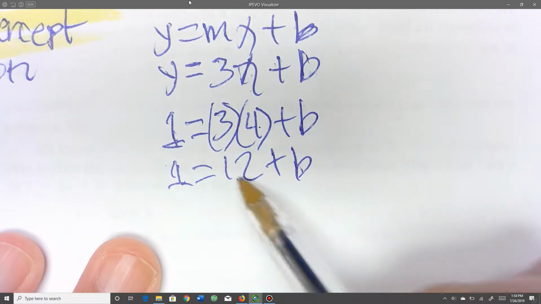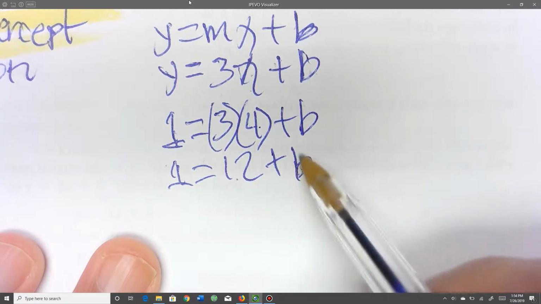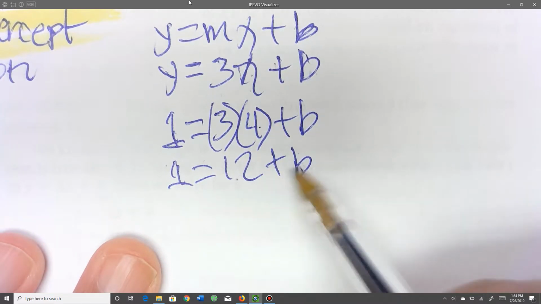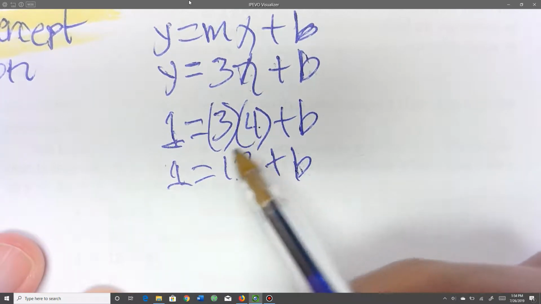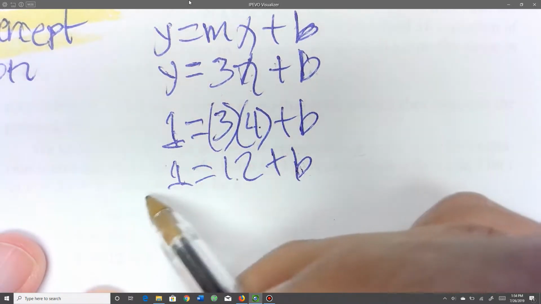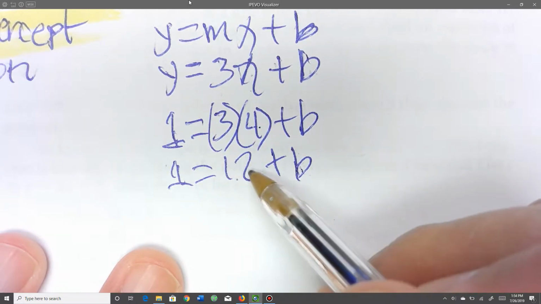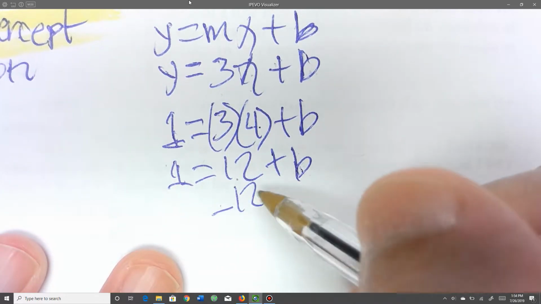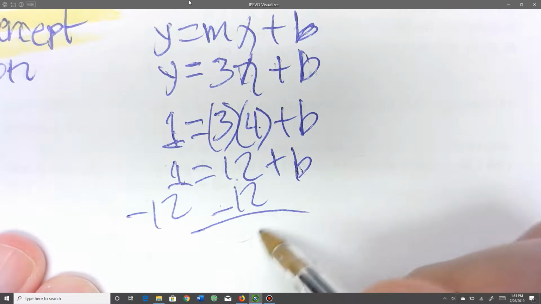3 times 4 is 12, so I'm rewriting everything else. From here, if I want to have b by itself, I need to move any other terms, as many other terms as you have over here, to the other side. In this case, we only have that 12 there, so we move that to the other side. Since this is a positive 12, the addition principle tells us to subtract 12 on that side and on this side to keep it balanced.